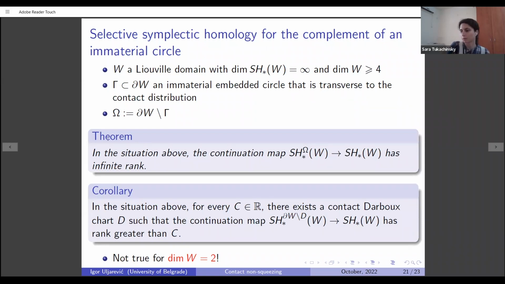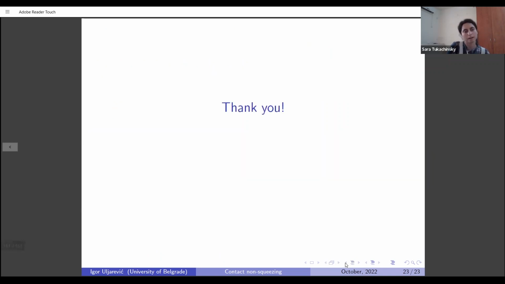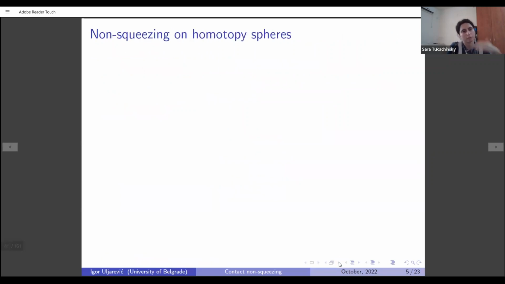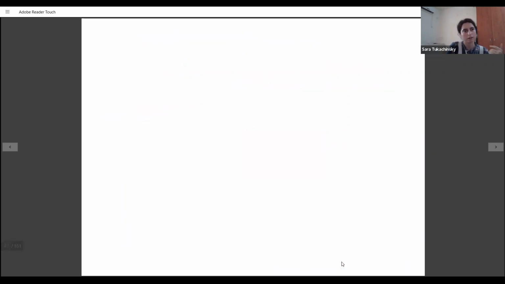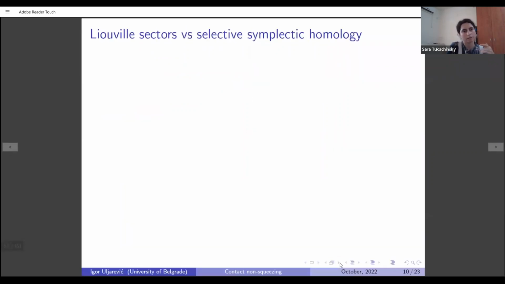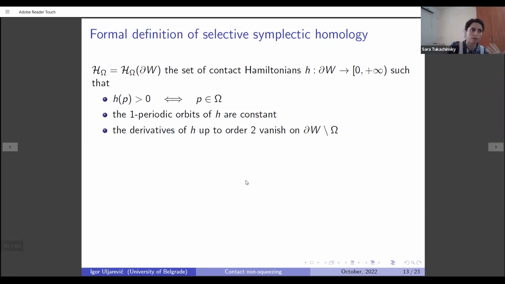I have an annoying one, maybe going back to the question of the divisible omegas. In the definition of the selective homology, when you take this H plus F and you put conditions on H, the comment you made was that sometimes the third condition, the derivatives up to second order vanishing on the complement, is automatic and sometimes not. I was wondering if there is hope to formulate an equivalent condition that is purely topological.